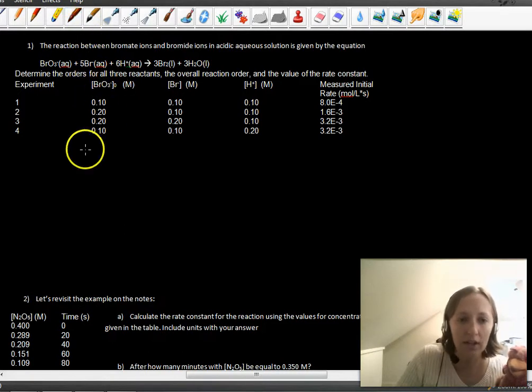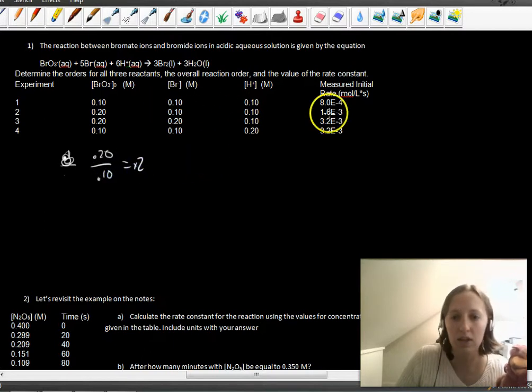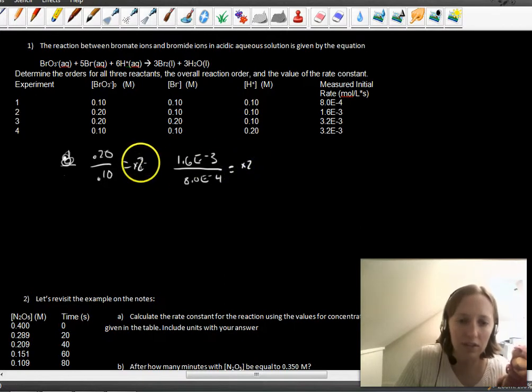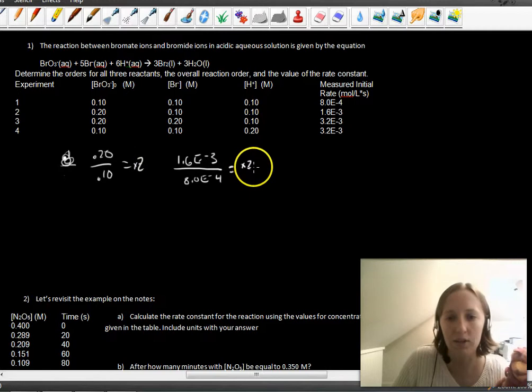So for bromate, what you look at is you find an experiment where only bromate changes. And that's comparing experiment 1 to experiment 2. So you've got 0.2 over 0.1 equals 2. So that's times 2. And then you compare the rates. You do 1.6 e negative 3 over 8.0 e negative 4. And that equals times 2. So if bromate is doubled, then the rate is doubled.